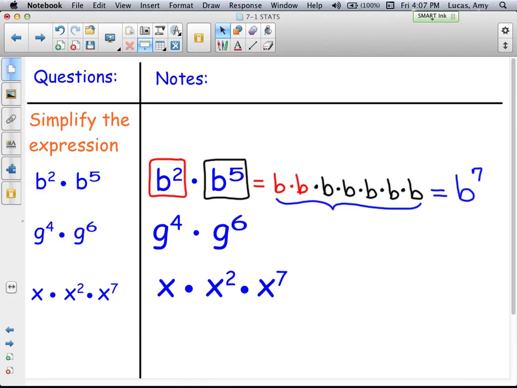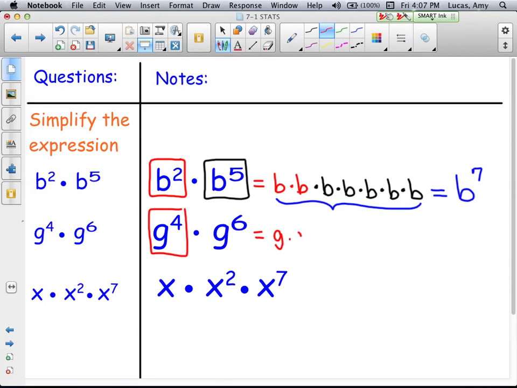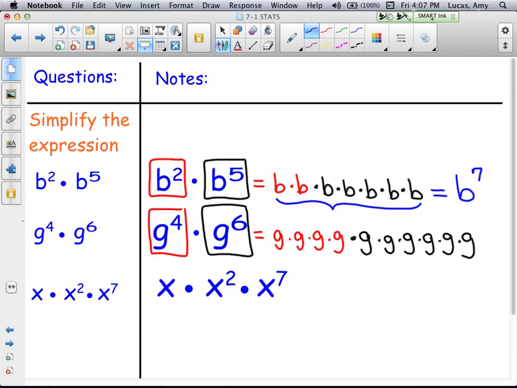B to the seventh power. The next one, g to the fourth power, so that would be 4 g's multiplied together, times g to the sixth power, so 6 g's multiplied together. So hopefully you're getting the hang of this by expanding. Now, how many g's do I have in all? 10. So g to the 10th power.